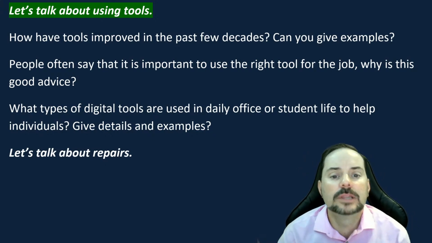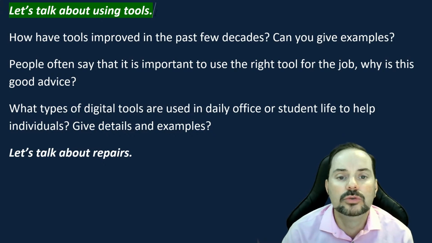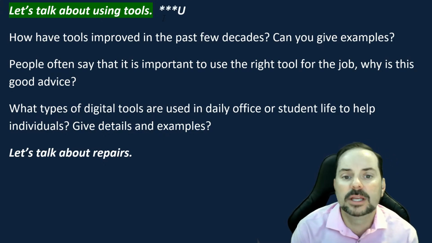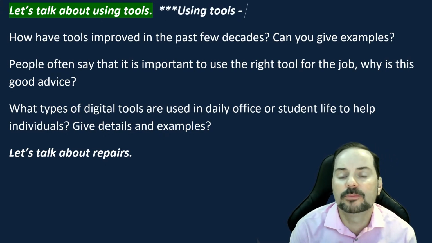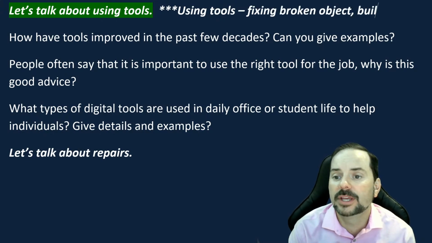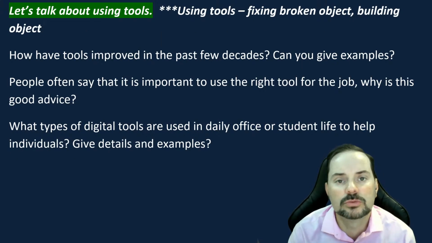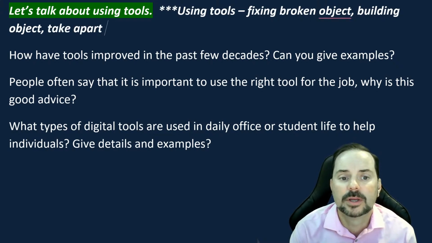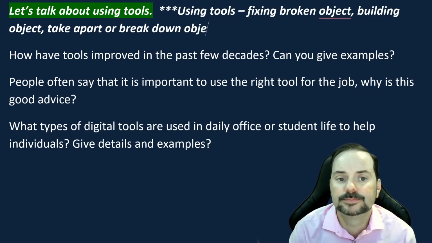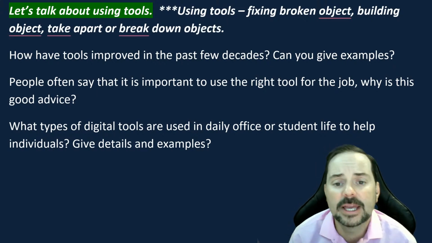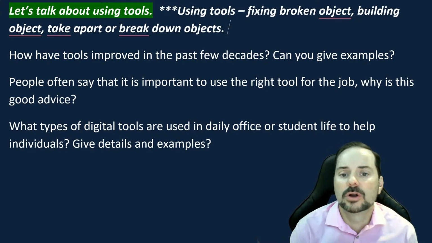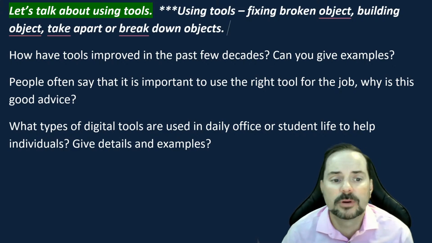All right, so let's get into this. Let's talk about using tools, okay? Now, when we talk about using tools, immediately your brain should start racing, and your brain should give you information like fixing broken objects, building objects, right? We don't just use tools to fix, we also use them to build objects, to take apart or break down objects. Okay, so we use tools in a variety of different ways. So keep those in mind, and then think about all of those points in part 2.